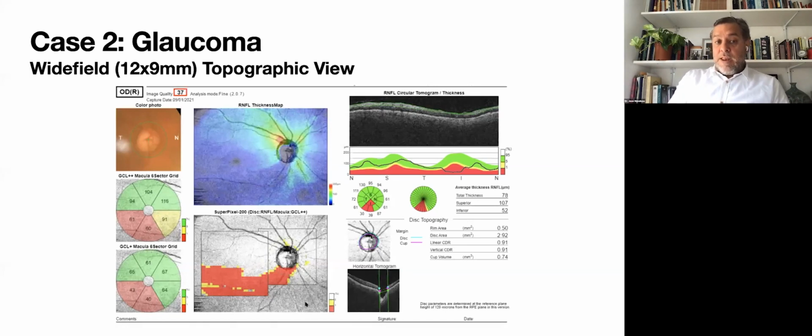What's going on outside these limits won't be taken into account. When we do a 12x9, we have a bigger scan. All this is taken into account, so we have an even bigger area of information.